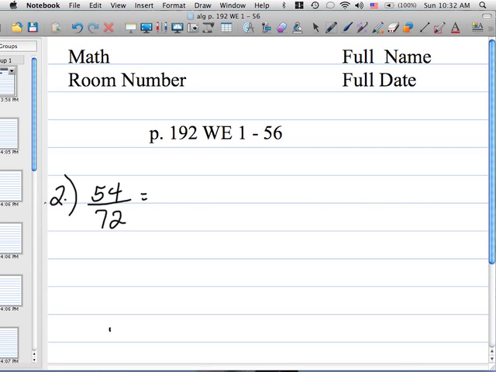The largest number I can see that goes in there is a 9, and 9 goes into 54 6 times, and into 72, 8 times. However, that wasn't the most, but we can continue simplifying. 2 goes into 6 3 times, and into 8 4 times. So our answer is 3/4.